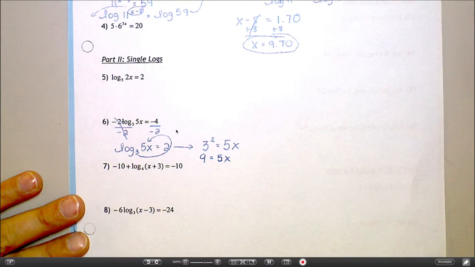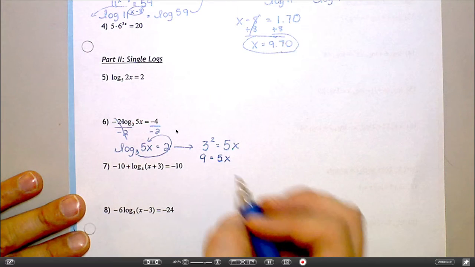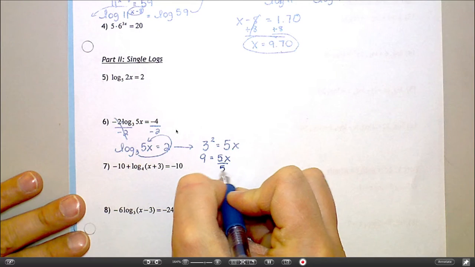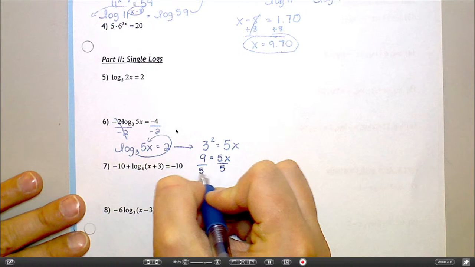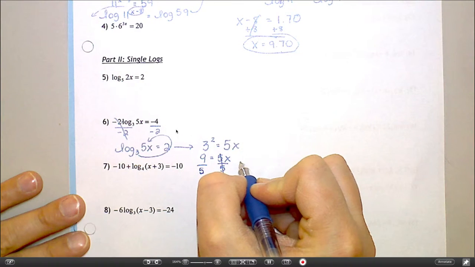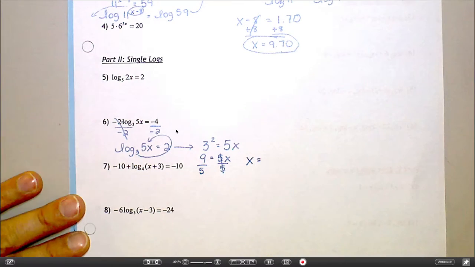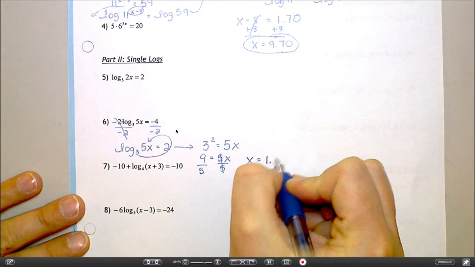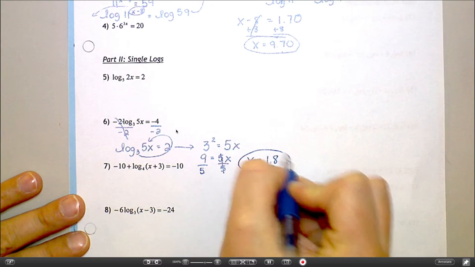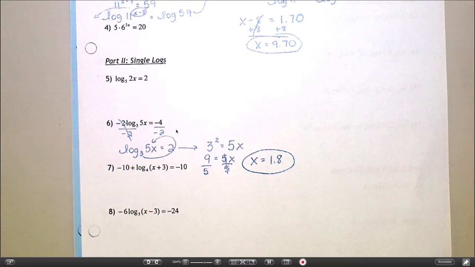And then what would I do? Divide by 5, yep. I think it's going to be 1.8. Just double check that. Pretty sure. Yeah, 1.8. So with this whole section, I would get rid of any other junk, and then rewrite it as an exponent, and then you can usually solve right from there. So is there another one in here that looks hard that we can at least talk through?